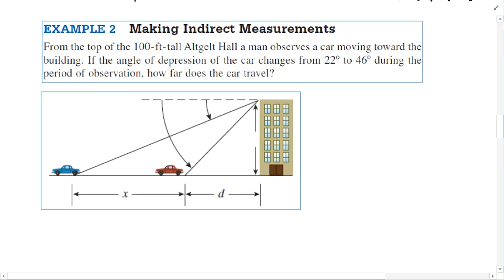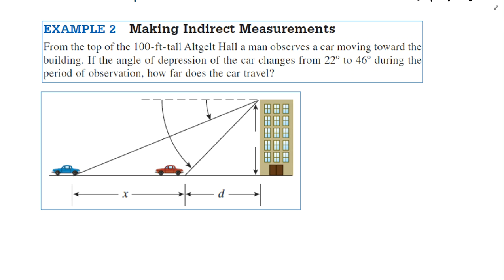These ones are a little less straightforward than that one. From the top of the 100-foot Altgelt Hall, I don't know how to pronounce any of these names today, a man observes a car moving towards the building. If the angle of depression of the car changes from 22 degrees to 46 degrees during the period of observation, how far does the car travel? Even though these cars are different colors, they are the same car. They're using different colors so you know that they're different in time.